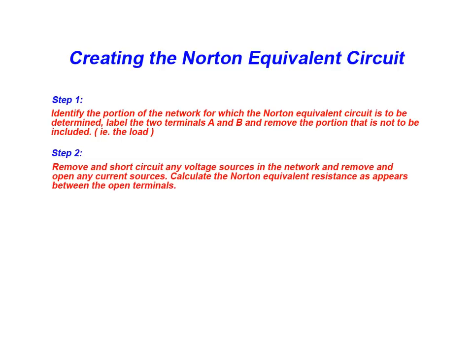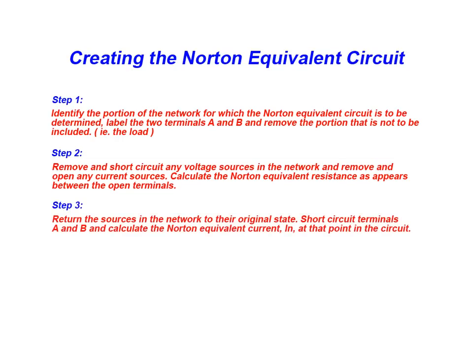In step 2 of the process, we remove and short circuit any voltage sources in the network and remove and open circuit any current sources. We then calculate the Norton equivalent resistance as it appears between the open terminals, previously labeled as points A and B in step 1. For step 3, we return the sources in the network to their original state and position.